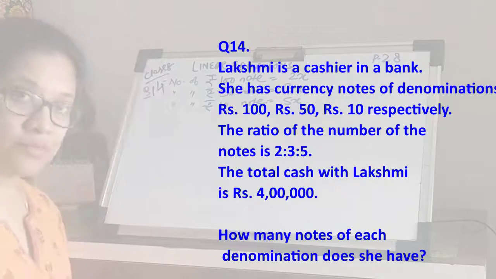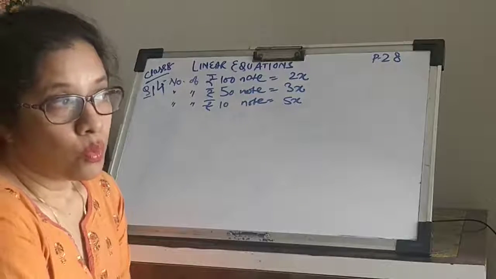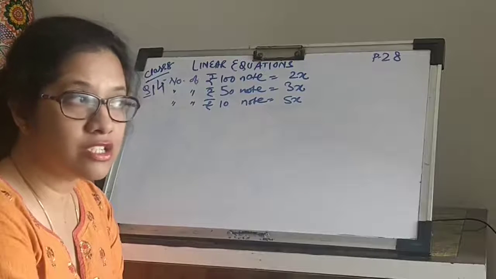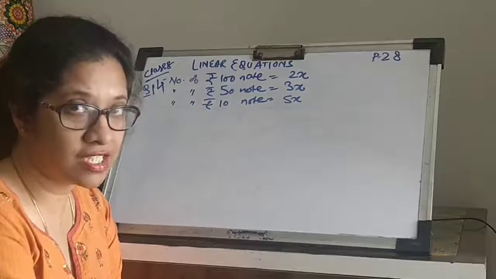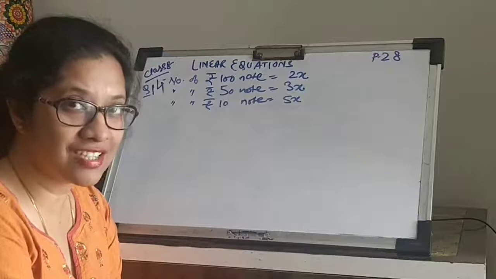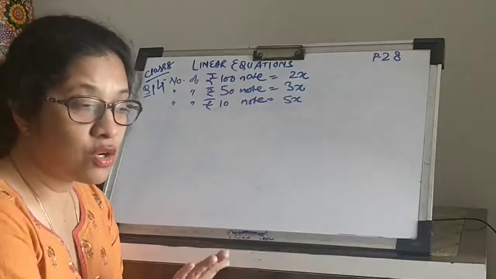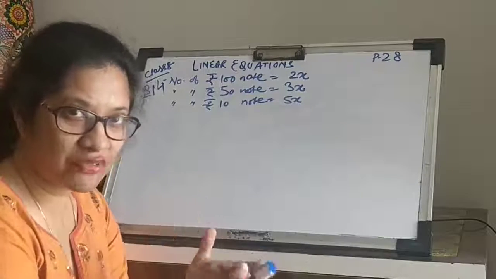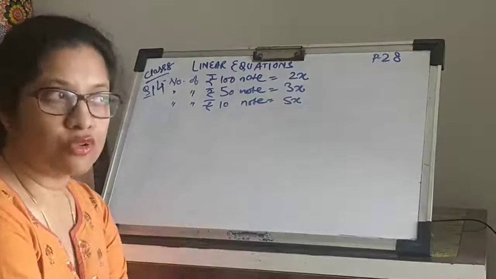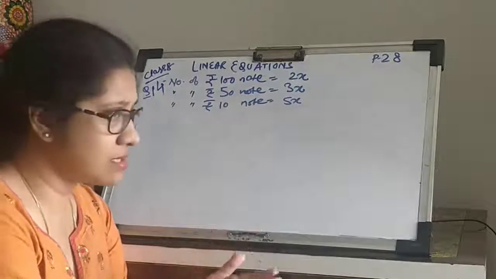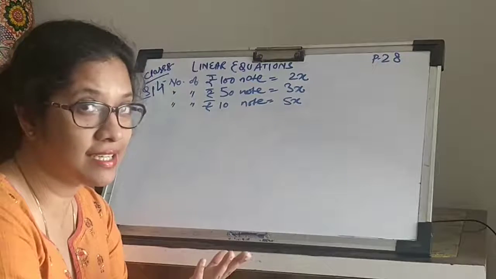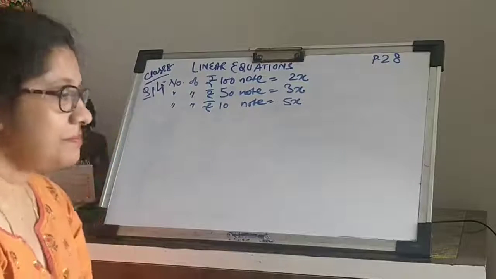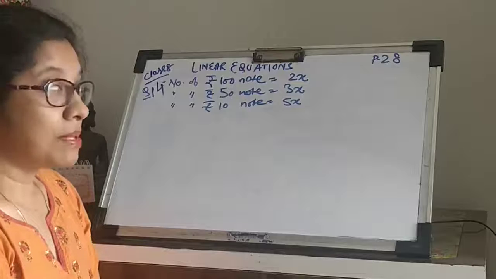So, what are we given? The ratio between the number of notes of denominations rupees 100, 50 and 10. You understand what denomination is, right? Denomination is the amount of money which a note signifies. It could be rupees 5, rupees 2, it could be anything. It could be 2000, 1000. So what do we have currently in India? The biggest note is rupees 2000.